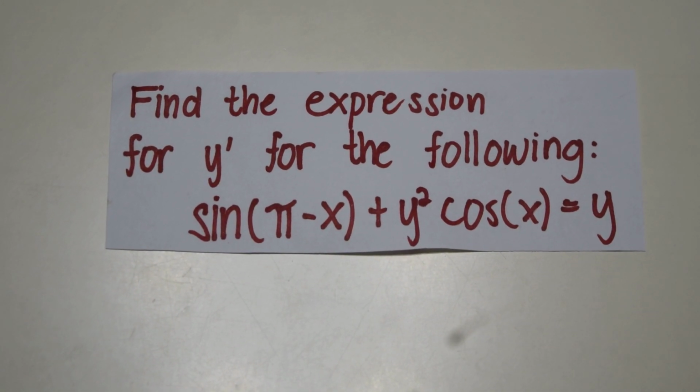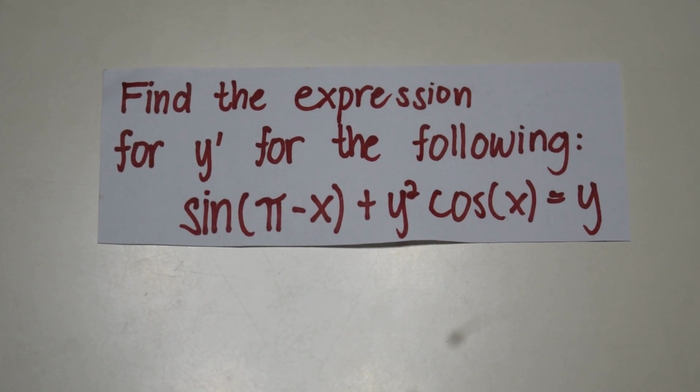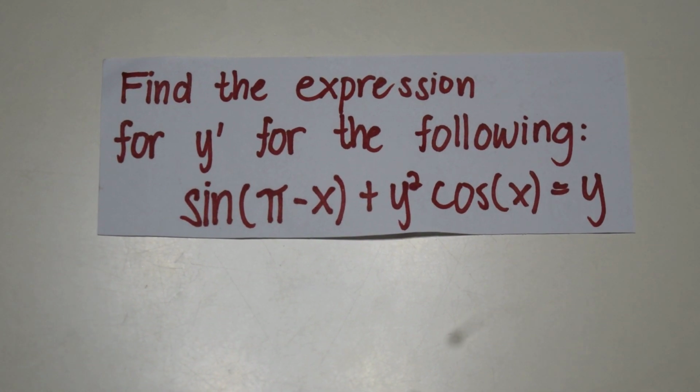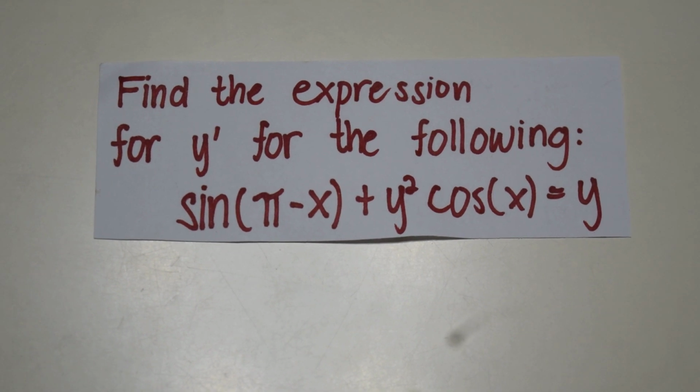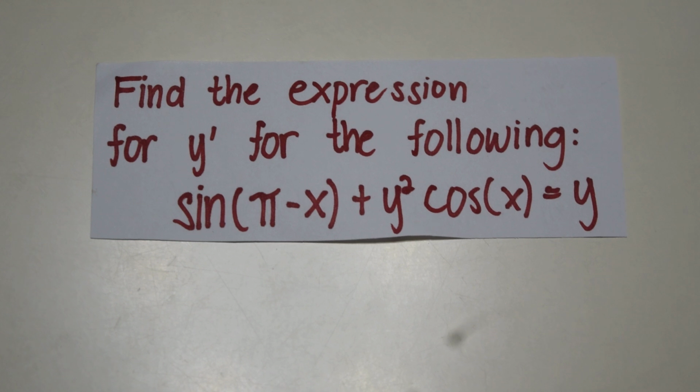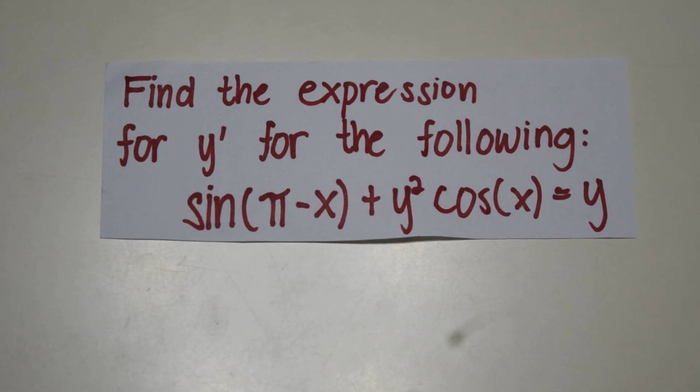So find the expression for y prime for the following: sine of (pi minus x) plus y squared cos x is equal to y. So what we first do is derive the first one, so sine.